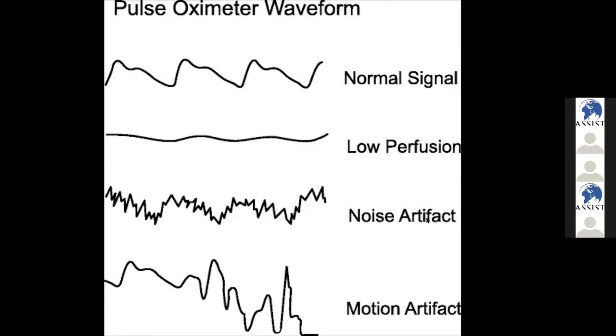And noise or artifact or a lot of light, you will see that kind of tracing, which is very irregular. And when the patient is moving, you have some parts which seem regular and others that are very irregular, like this motion artifact. So I think it's easier to see this rather than discussing them. But all we are looking for really is a good normal signal, a regular tracing like this one on the top. Do you have any addition on this or more clarification?